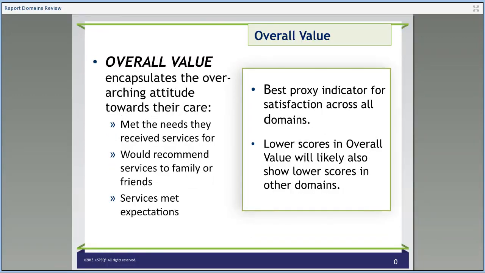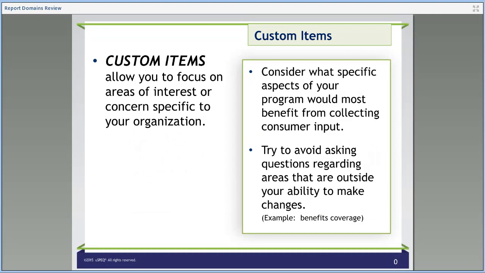Finally, overall value gives an overarching view on how your consumers perceive your organization as a single domain proxy across all domains. This is the section of the report that you can look at to get a general picture of satisfaction and if you speak highly of your organization to others. You can also consider this domain a good summary of services, staff, and facility as a whole.